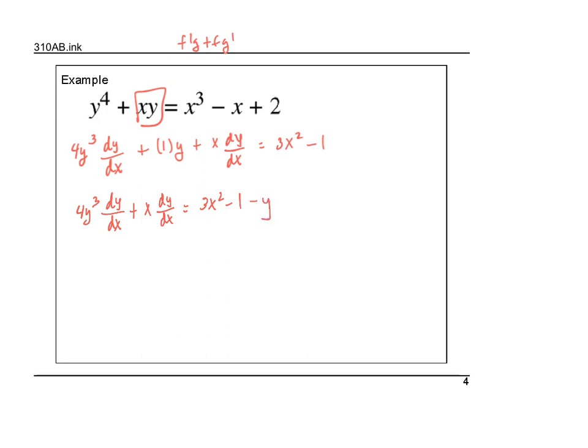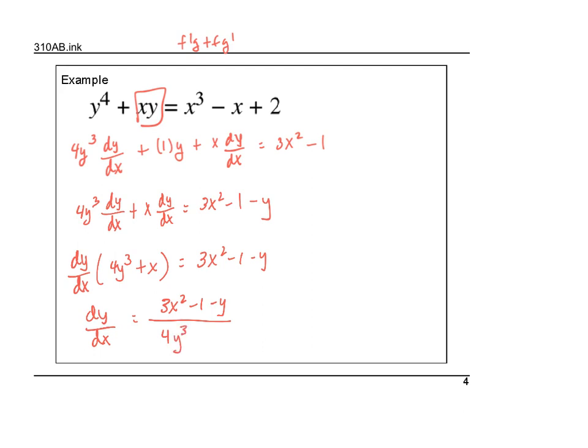Okay. The next step would be to factor dy over dx out of those terms. And finally, divide by 4y cubed plus x. And that's your final answer.